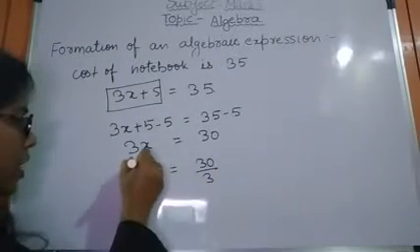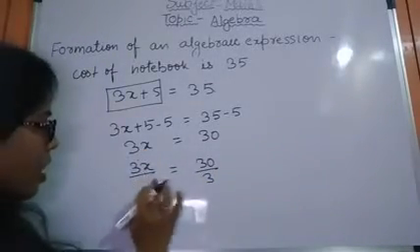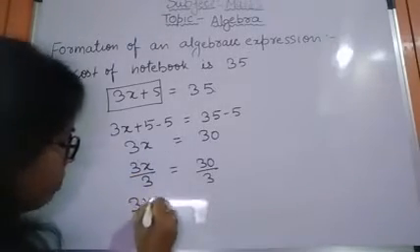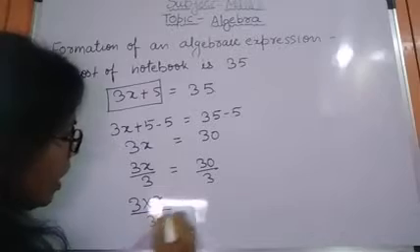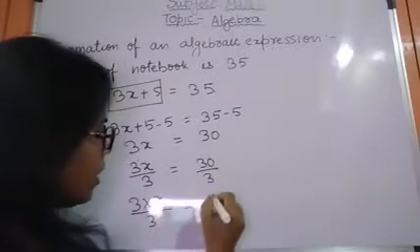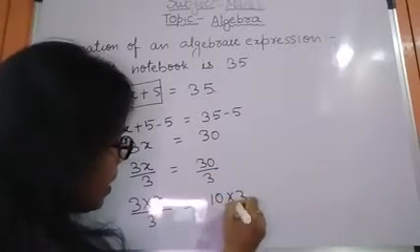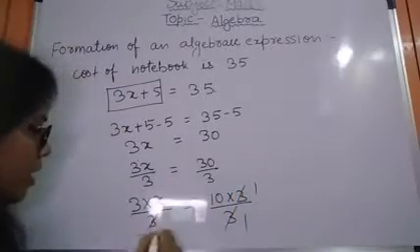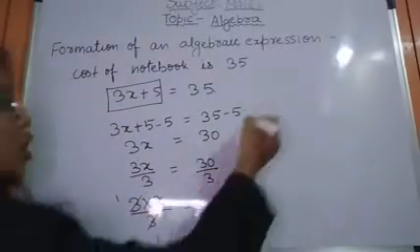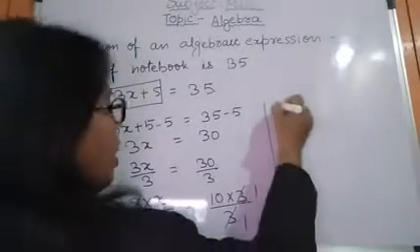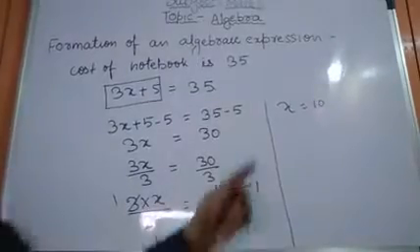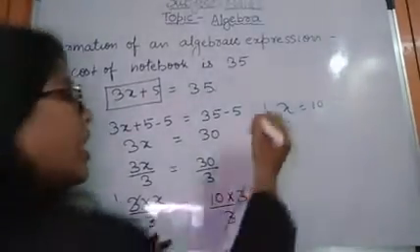Now 3 cancels 3. See, 3x means 3 multiplied by x upon 3, and here 30 you can write as 10 multiplied by 3 upon 3. Now 3 cancels 3, on both sides. So finally we got x is equal to 10.